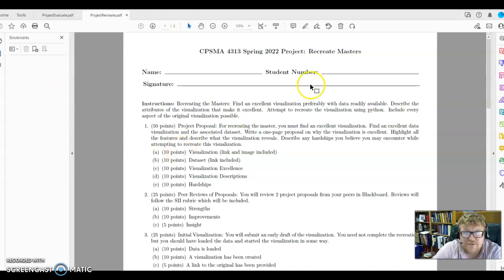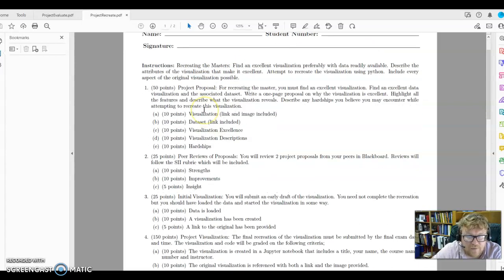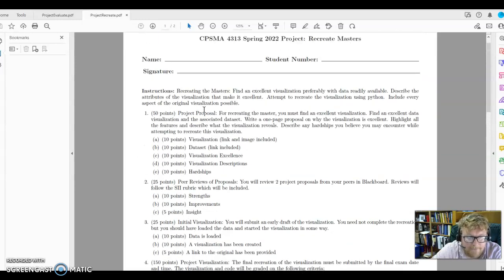The first project, definitely the harder one, is recreating the masters. There are several pieces to this that we're going to do as we move through the next 3 weeks. The first thing that's due on Friday is the project proposal. By Friday, you're going to have to find an excellent visualization and the associated data set.